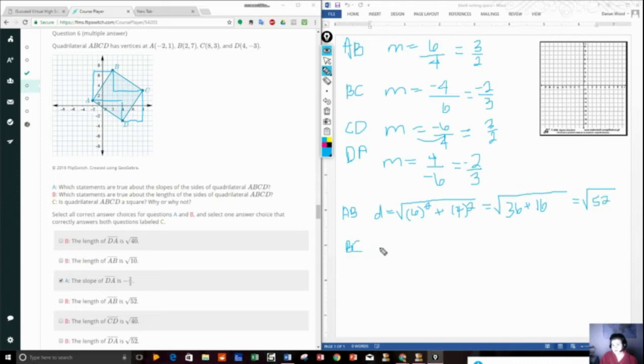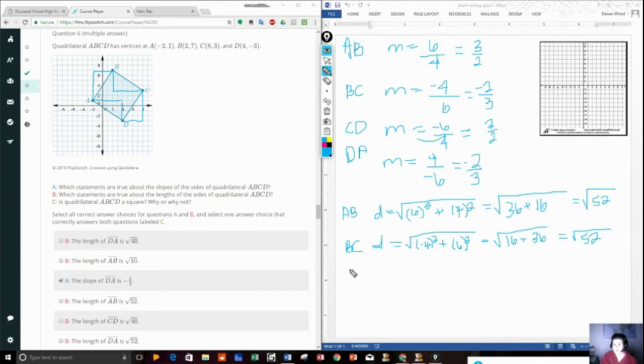BC, the distance of BC is again the square root of the vertical distance, so negative 4 squared plus the horizontal distance, 6 squared, which equals the square root of negative 4 squared is 16 plus 6 squared is 36. And so we have the square root of 16 plus 36 is the square root of 52.